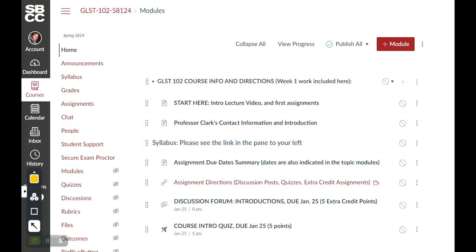The left-hand pane over here has a number of different functions that you'll make use of. And the one I wanted to point out to you at the moment here is the inbox function. So anytime that you want to reach out to me, ask me a question, or maybe request an extension, you can do so through the inbox of the course page.